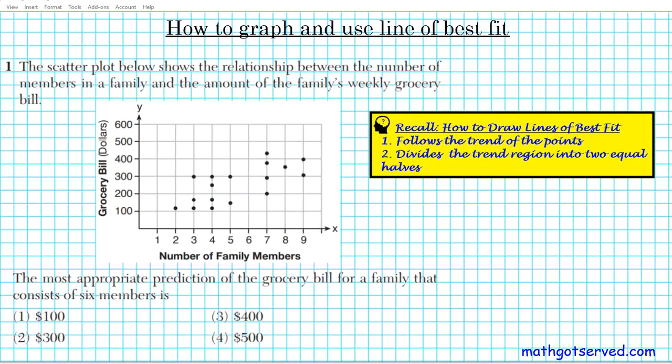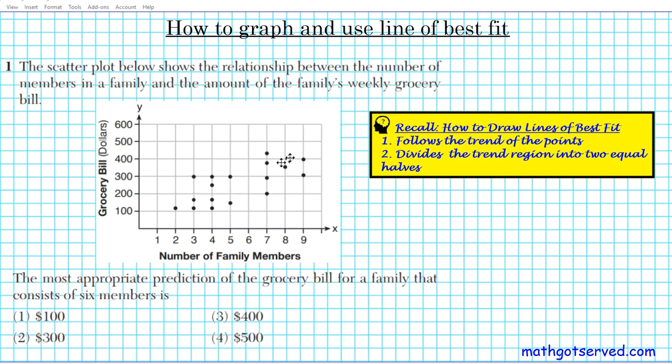On how to graph and use the lines of best fit with a given data set. The question reads, the scatter plot below shows the relationship between the number of members in a family and the amount of the family's weekly grocery bill. Okay, so we have the data set right here. Question, the most appropriate prediction of the grocery bill for a family that consists of 6 members is.